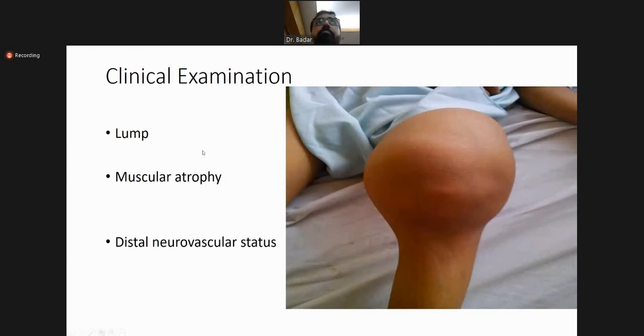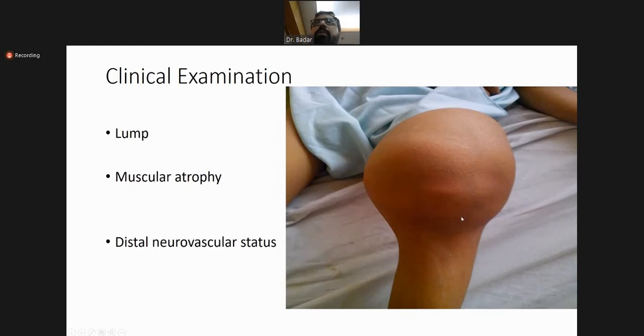examination. So what things would you like to examine? First of all, you would like to examine the lump. So see, there was a huge lump present around the knee on the anteromedial, lateral, and anterior aspect of the knee, with the patella pushed anteriorly.